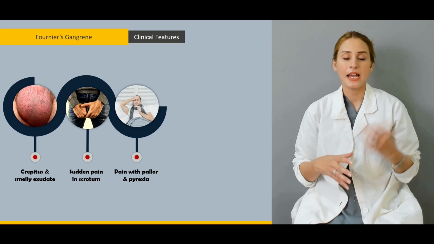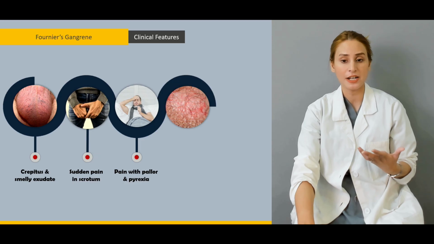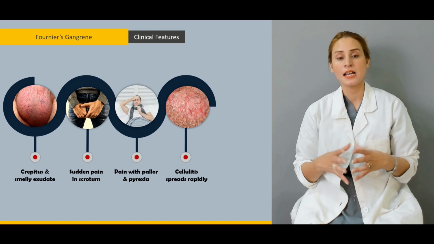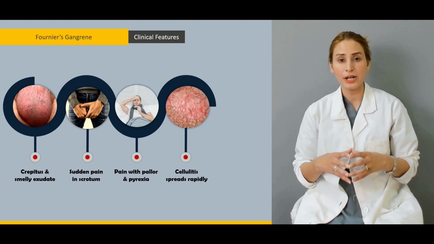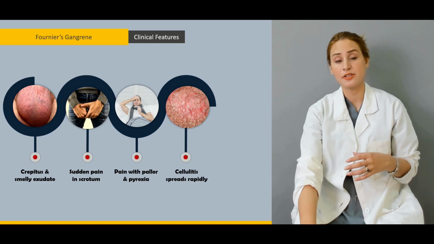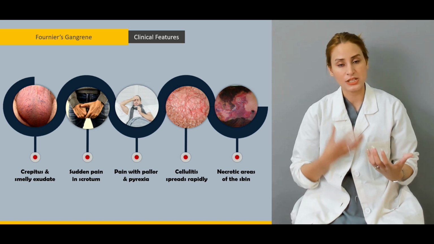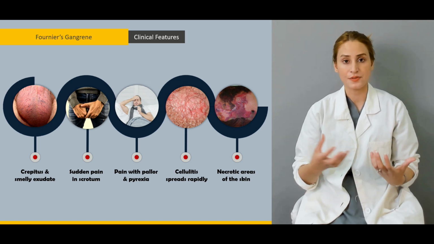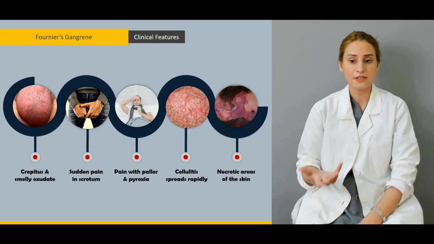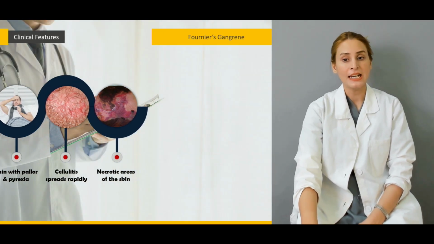So we all know that in an infective process there is pain, there is pallor, and there's pyrexia as well, and the patient presents to you with a very high grade fever. Cellulitis spreads rapidly, and it will lead to the sloughing of the epidermis and the dermis, and you can see the necrotic patchy areas of the skin. Necrosis will lead to gangrene, and the gangrene would be visible by the naked eye.